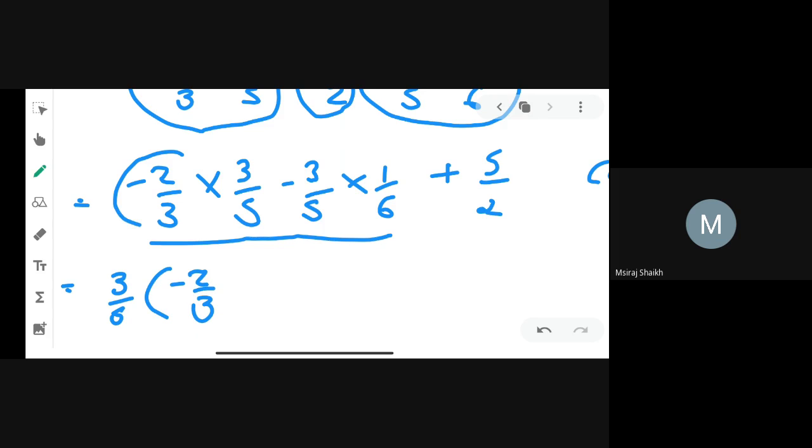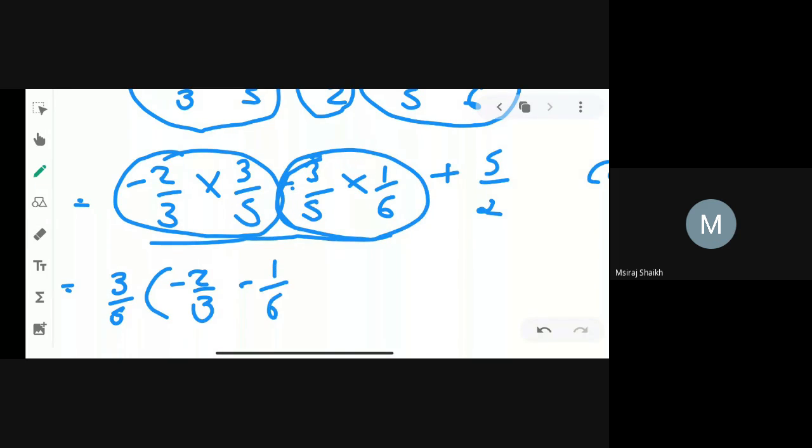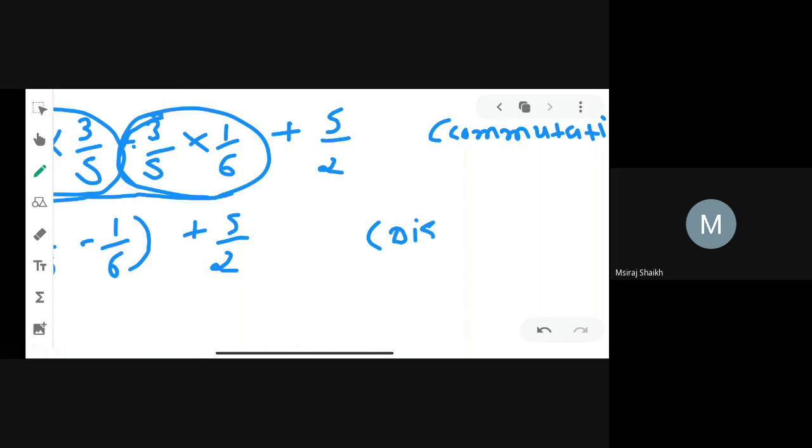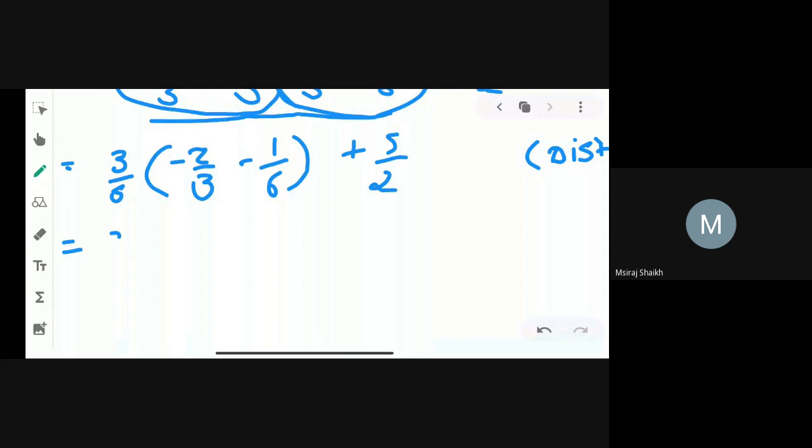In the first number, minus 2 by 3 will be left, and in the second number, minus 1 by 6 will be left. Yes or no? Here we are using the distributive property. You can see 3 by 5 into minus 2 by 3 minus 1 by 6. So which property are we using here? Distributive property. Clear, all of you? Now you can see we are writing 3 by 5 as it is.